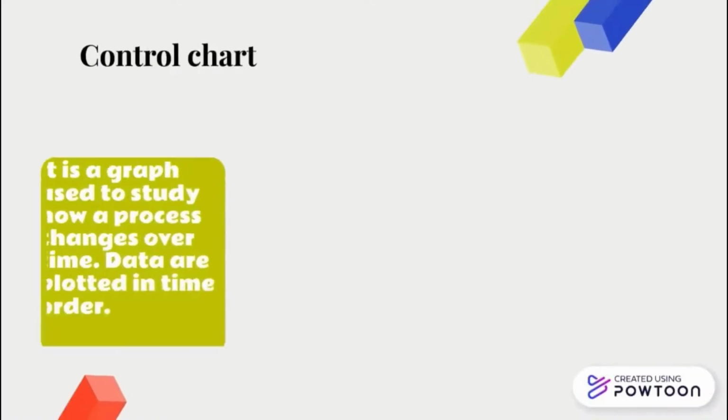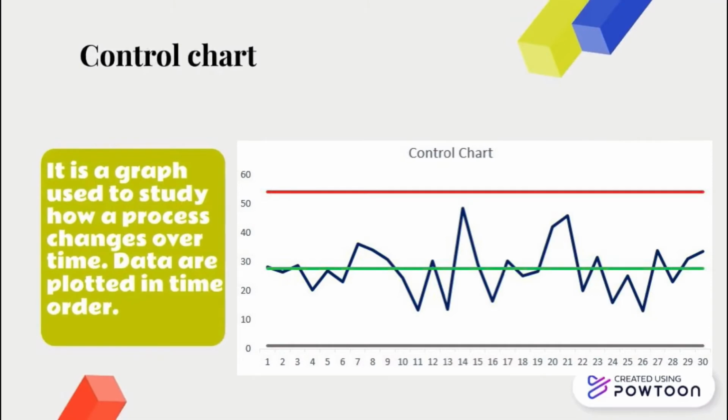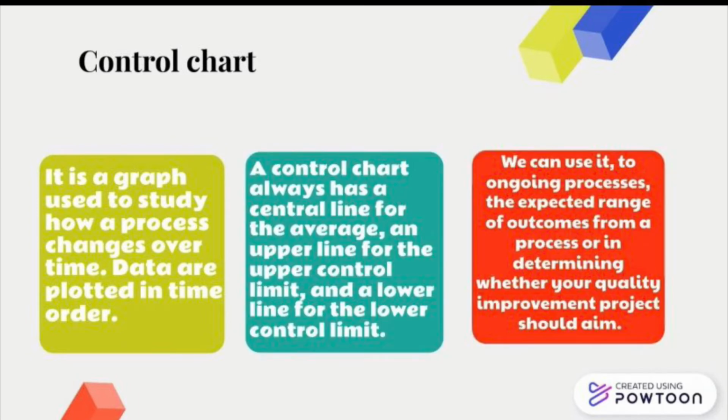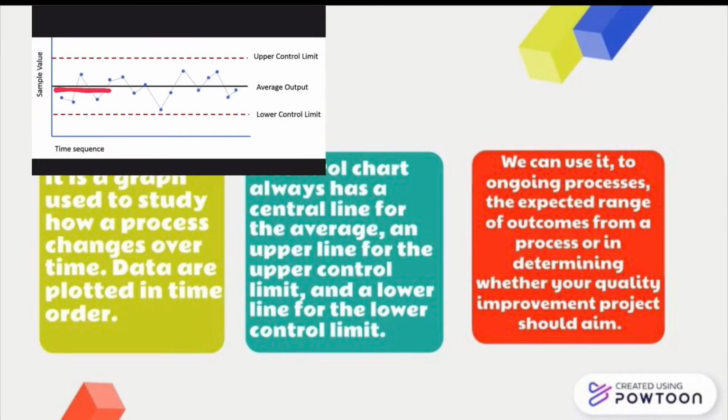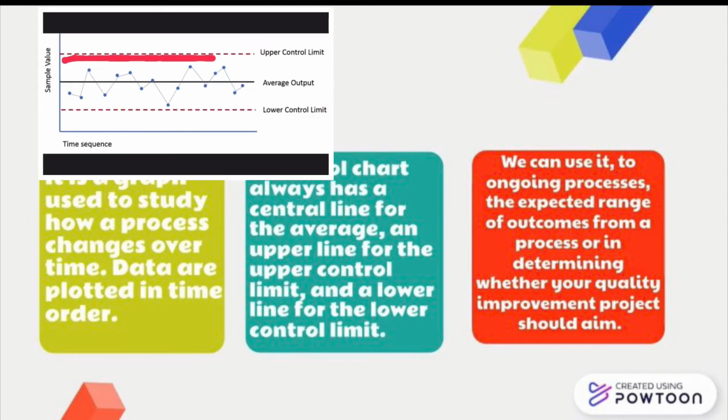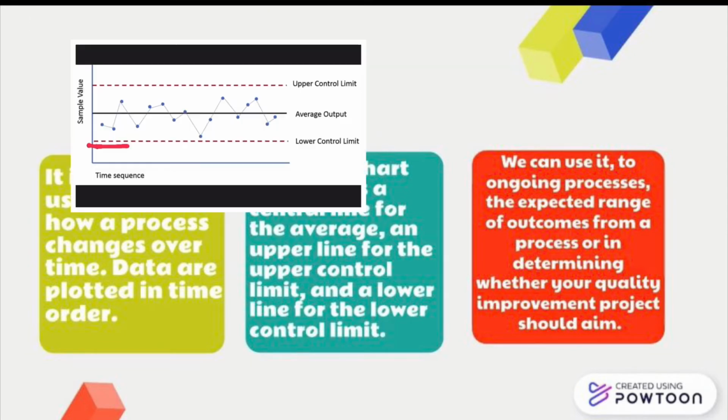The next quality tool is the control chart. It is a graph used to study how a process changes over time. Data are plotted in time order. A control chart always has a central line for the average, an upper line for the upper control limit, and a lower line for the lower control limit.